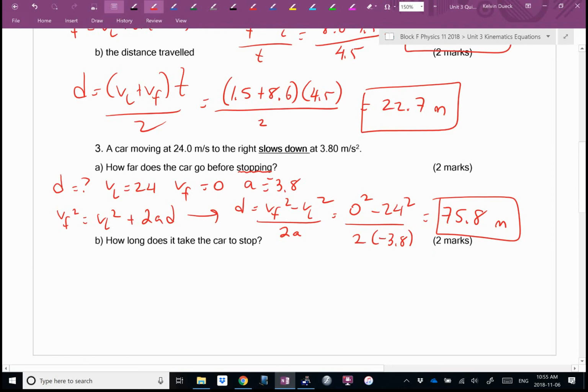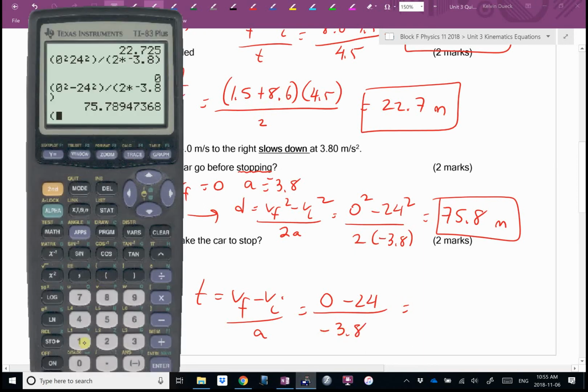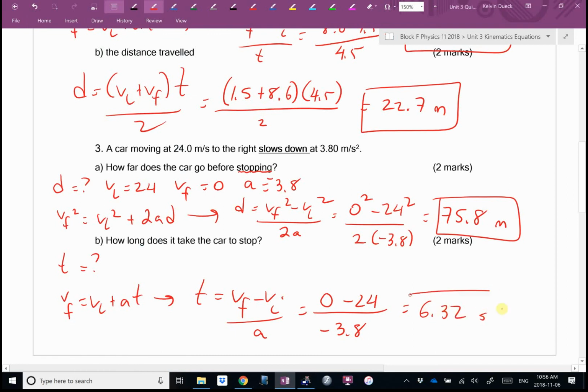How long does it take the car to stop? I guess that's time. I think I'm going to use VF equals VI plus AT. I'm going to use T equals VF minus VI over A. It's going to be 0 minus 24 all over negative 3.8. You get 6.32 seconds.